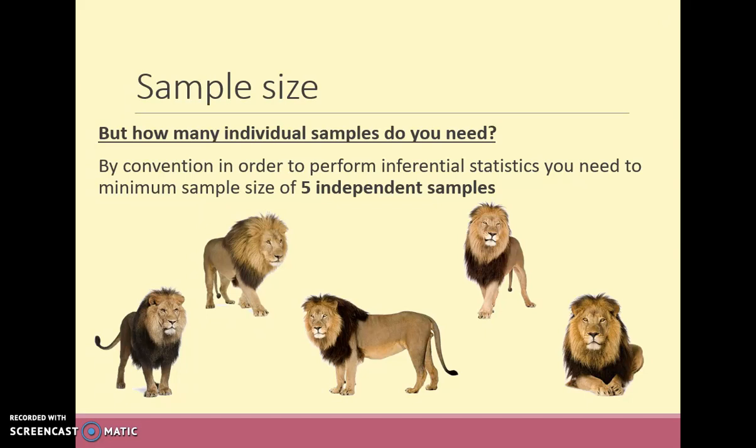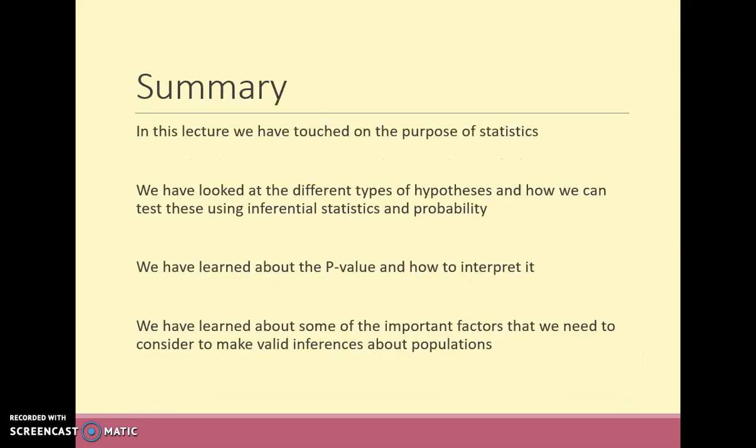So that about wraps this lecture up. So in summary, in this lecture we have touched on the purpose of statistics. We have looked at the different types of hypotheses and how we can test these using inferential statistics and probability, these being the null and the alternative hypotheses. We have learned about the p-value and how to interpret it. And we have learned about some of the important factors that we need to consider to make valid inferences about populations. Now, as I said earlier, if you do want to learn more about this topic, please refer to the interactive PowerPoint, which you can find on Moodle.